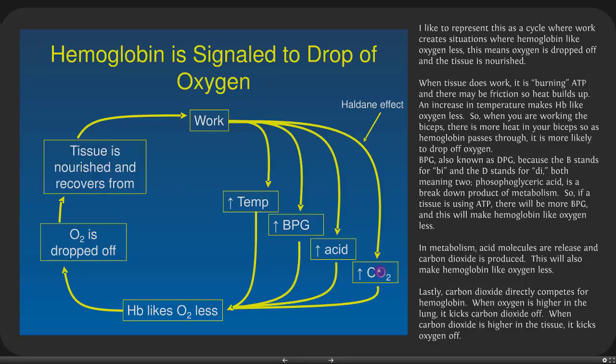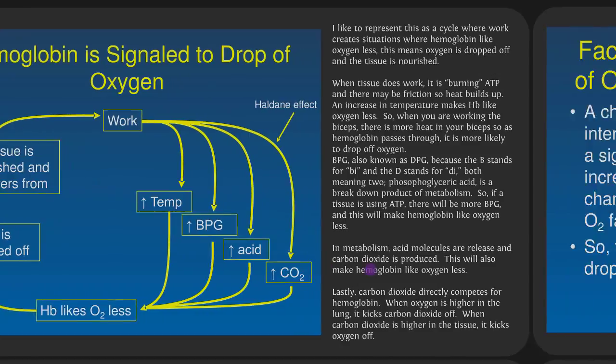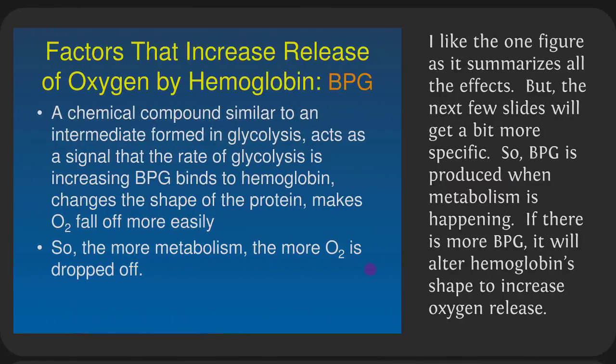This last one more specifically is called the Haldane effect. So carbon dioxide directly competes for hemoglobin. When oxygen's higher, as in the lungs, it kicks carbon dioxide off. When carbon dioxide is higher in the tissue, it kicks oxygen off, which is kind of perfect. I like having everything on that one figure as it just kind of summarizes everything, but the next few slides will get a bit more specific.